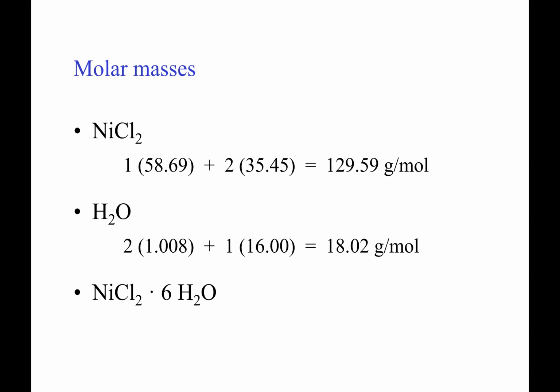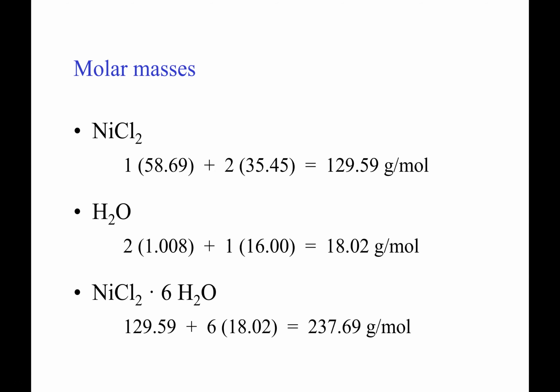Of course, you guys are pretty good with water now, I'm sure. To get the molar mass of water, it's 2 times 1.008, plus 1 times 16.00, which gives you 18.02 grams per mole. And I'm going to do a shortcut like I did before to knock out the molar mass of the hexahydrate. I'm going to simply take that 129.59 plus 6 times 18.02, that's my waters. And so you're looking at 237.69 grams per mole for the hydrated salt.